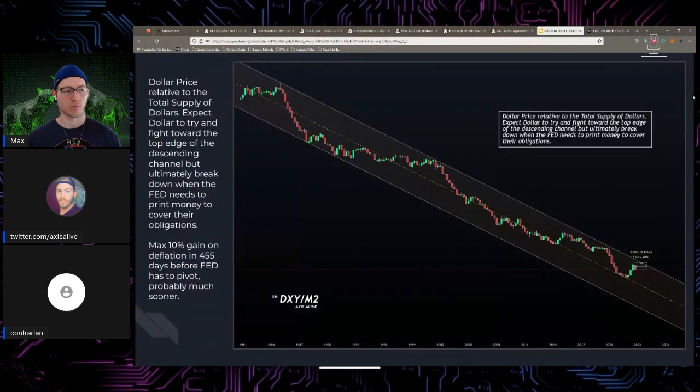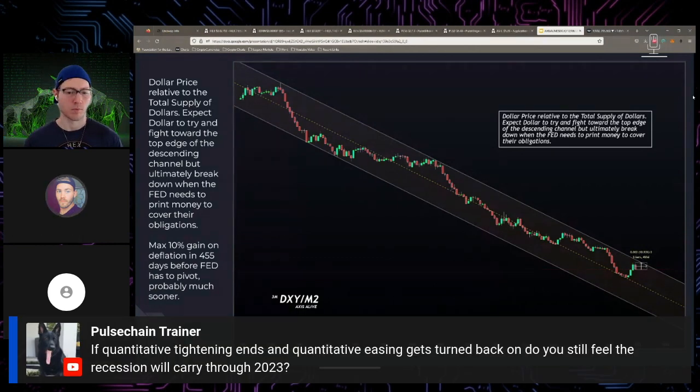This is a good point here by PulseChain Trainer. He asked the question, if quantitative tightening ends and quantitative easing gets turned back on, do you still feel the recession will carry through 2023? Yes. I'm even looking till almost the second half of 2024.